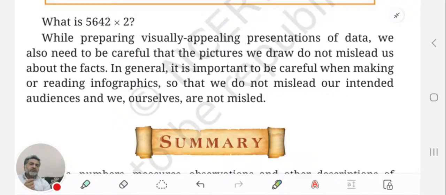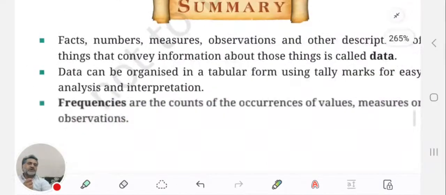While preparing a visually appealing presentation of data, we also need to be careful that the pictures we draw do not mislead us about the facts. In general, it is important to be careful when making or reading infographics so that we do not mislead our intended audience and we ourselves are not misled. Summary.